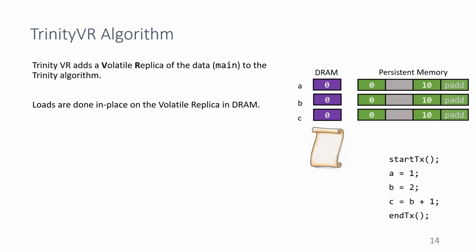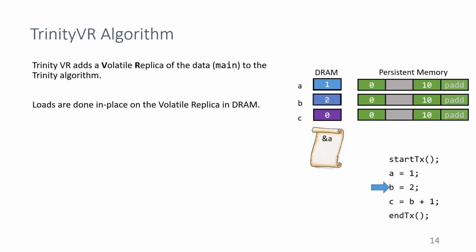We developed a second technique, which we call Trinity VR, where a volatile replica of the main data is kept in volatile memory, in this case DRAM, but it can also be in persistent memory, but it's volatile. So what this means is that as we execute the transaction, loads are done in place, and we can have variable-sized data types, so that means strings can be handled just in one go without having to be interposed, with the back and the main as metadata.